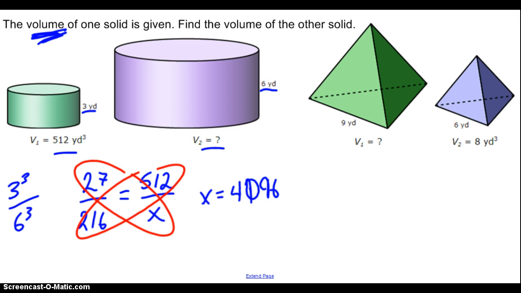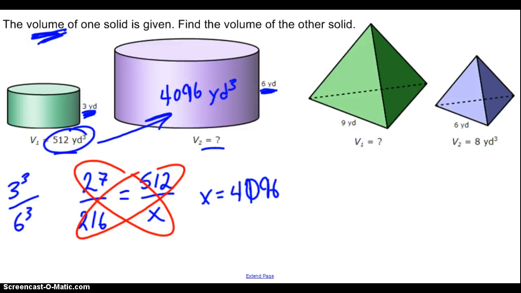The volume of this is 4,096 cubic yards. Right? Think about that. We only changed the length from 3 to 6. We just doubled it. But the factor of the volume change is so big. That's why people are bad at estimating volume.